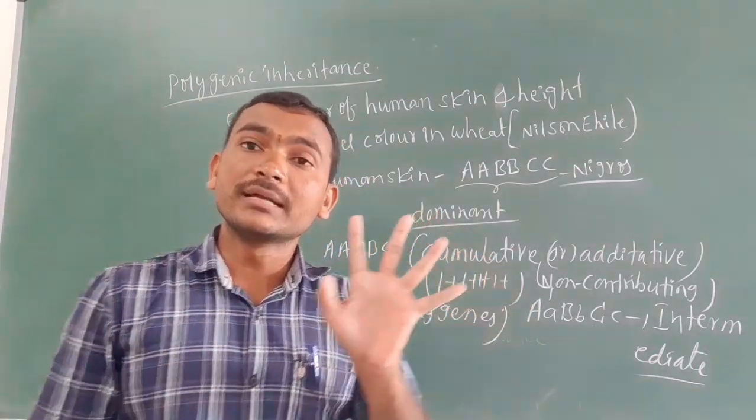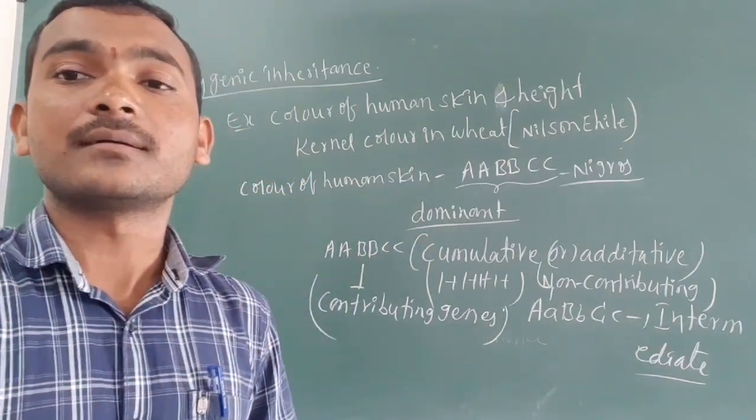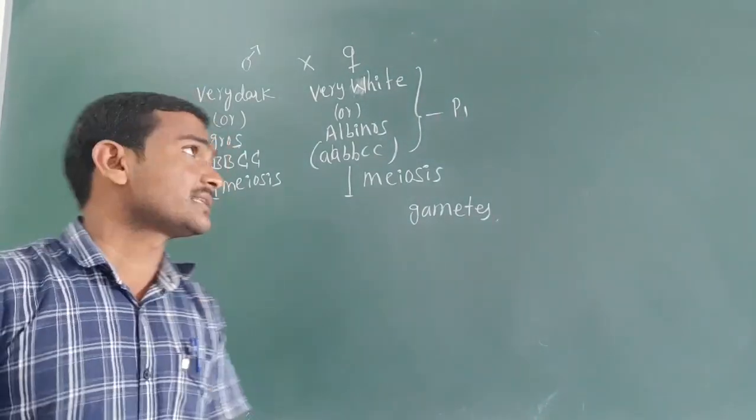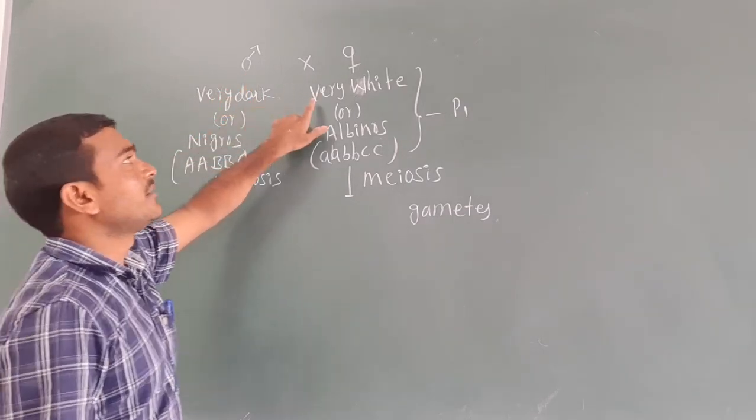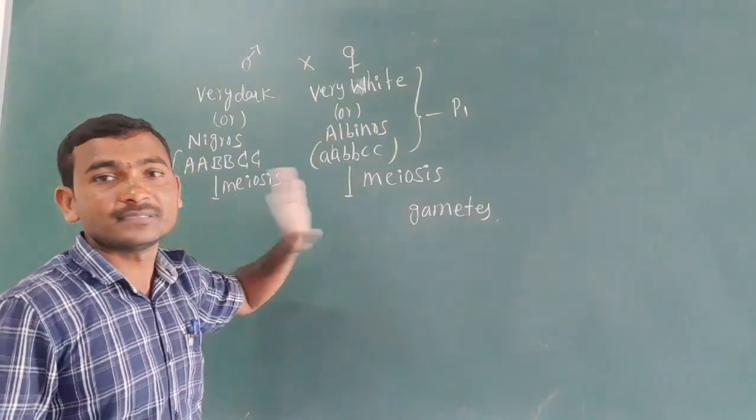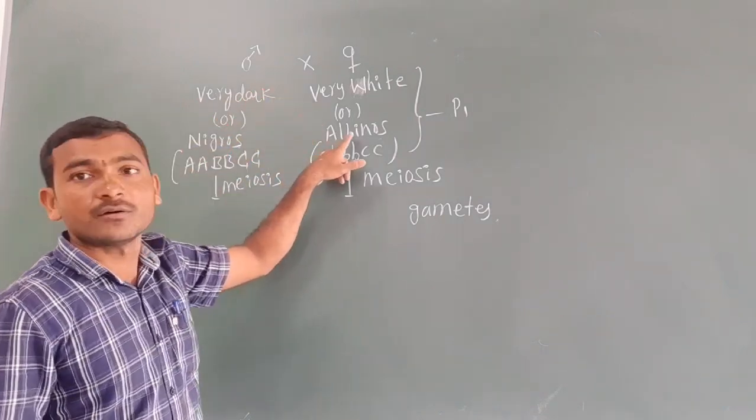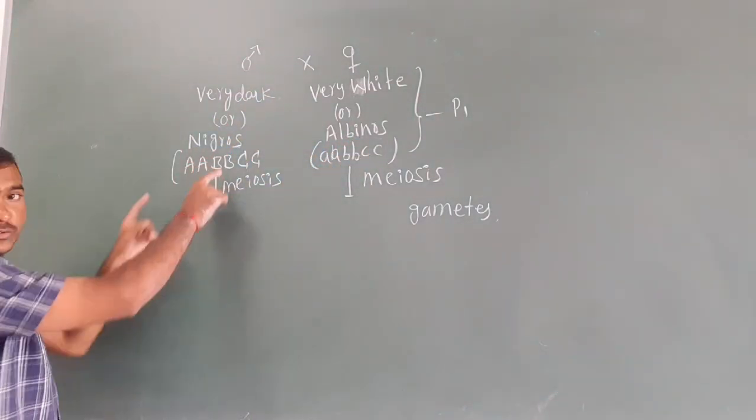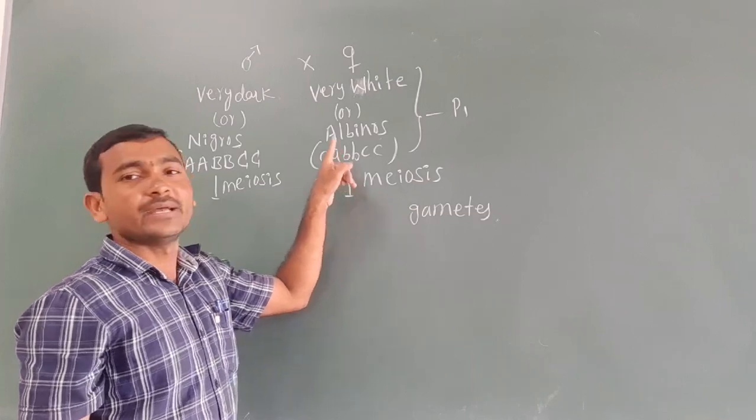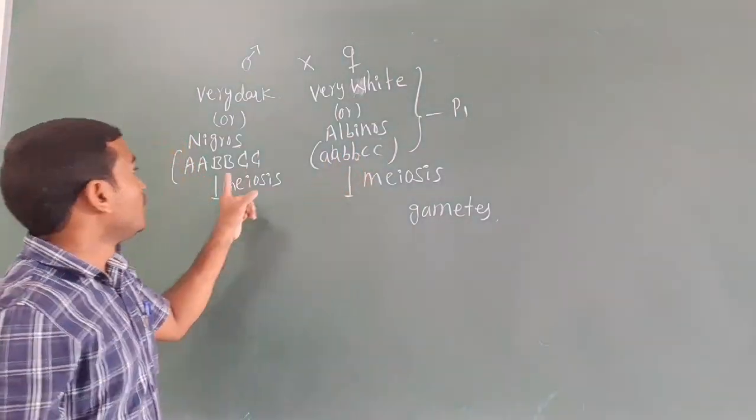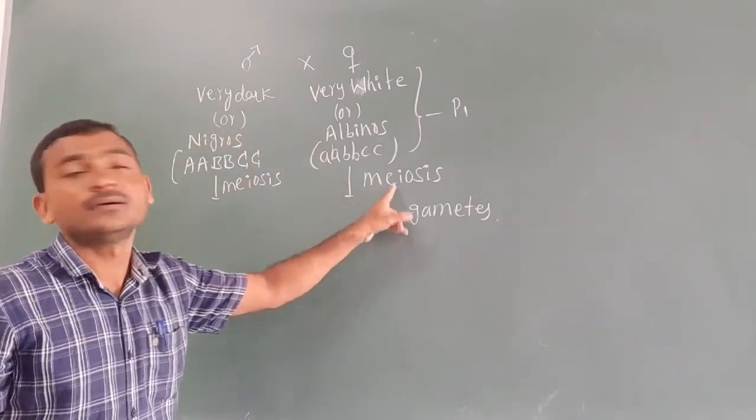Now we can take the color of human skin to explain clearly. A very dark male is married with a very white female. What is the F1 generation? The very dark one is called Negro, the very white one is called albino. The Negro phenotype is all capital A, B and C, and the albino is small a, small b and small c. Both male and female undergo meiosis.